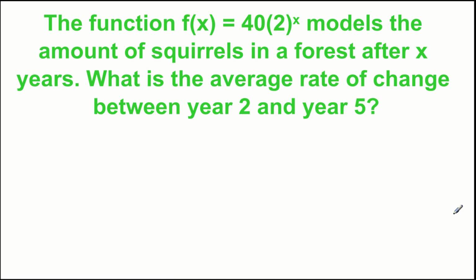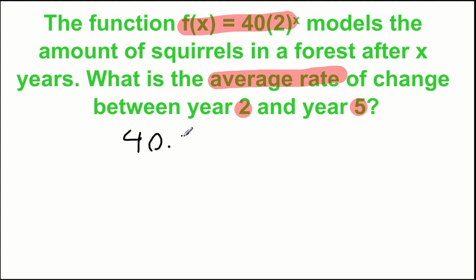All right, so this one I'll go ahead and show, at least to start with. So we don't have the calculators out. We need the average rate of change. So what you have to do first, when they give you a function and ask for the average rate of change, you have to plug in two x values, okay? So if I take that function, I'd have 40 times 2 to the second power. 2 to the second power is 4. 4 times 40 is 160.